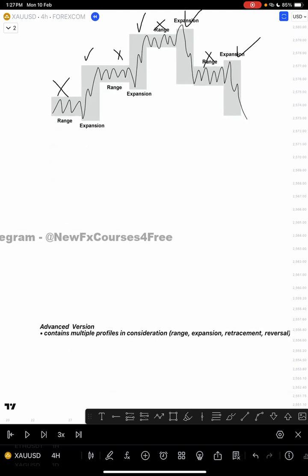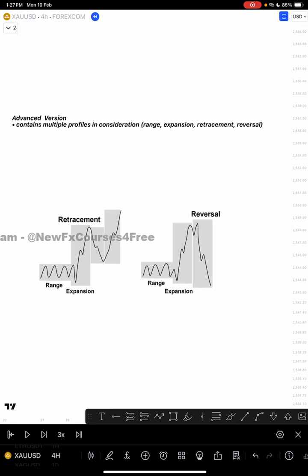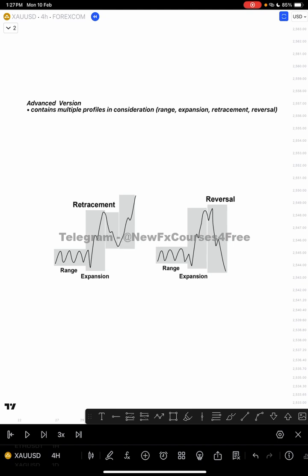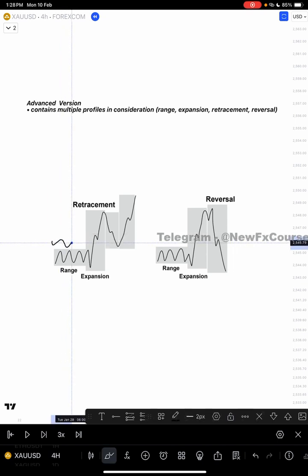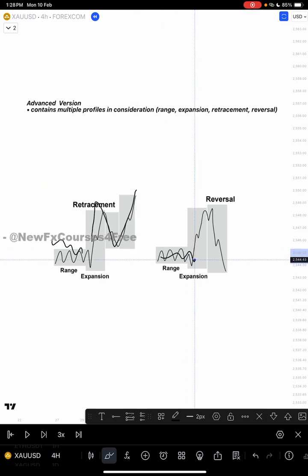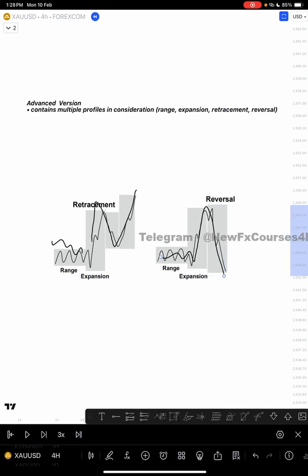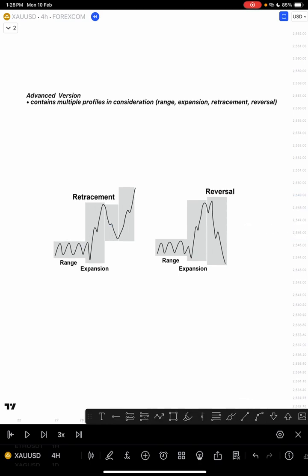So let's proceed lower. The advanced version contains profiles like the ranging, expansion, retracement, and reversal. This is what the advanced profile actually looks like: range, expansion, retracement, and continuation. Range, expansion, and reversal. This is how the advanced profile looks on the chart.